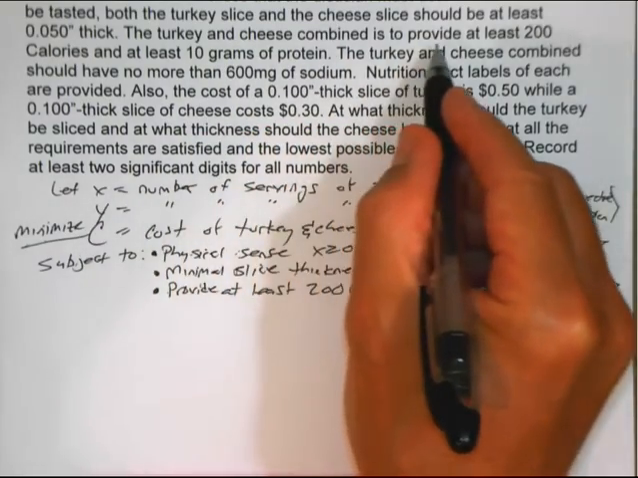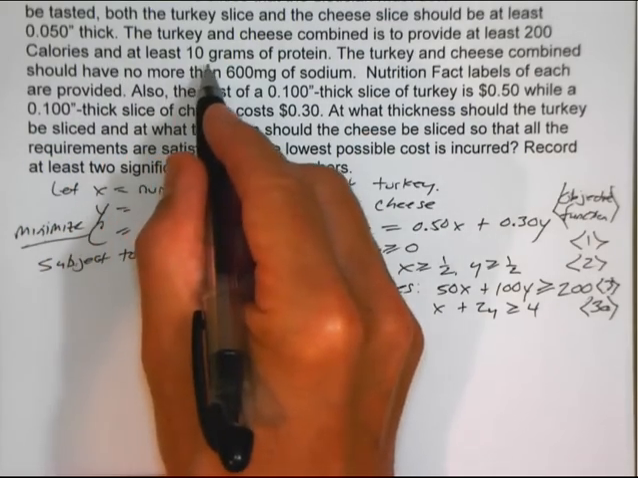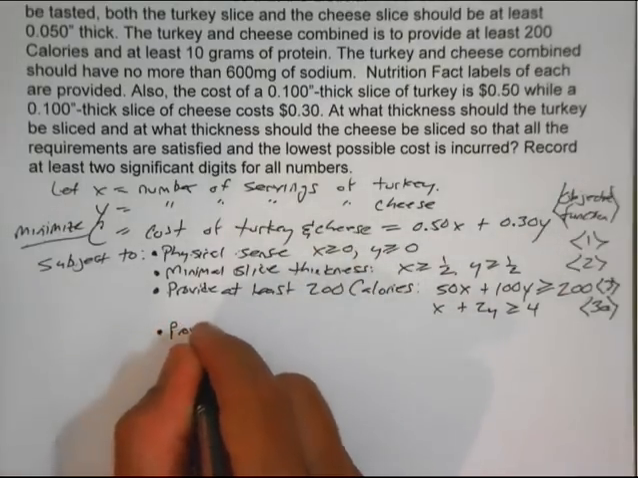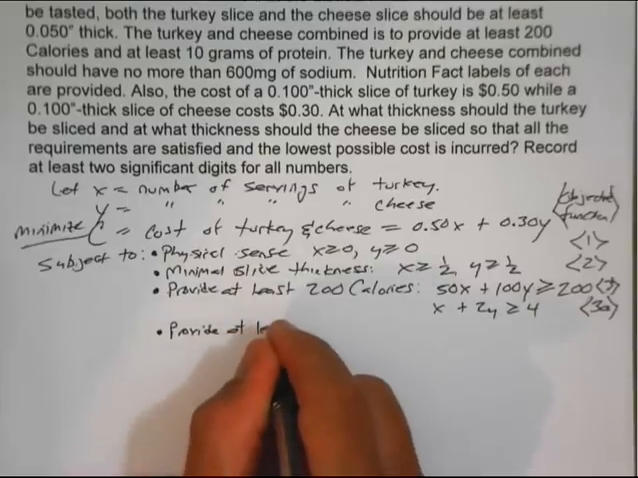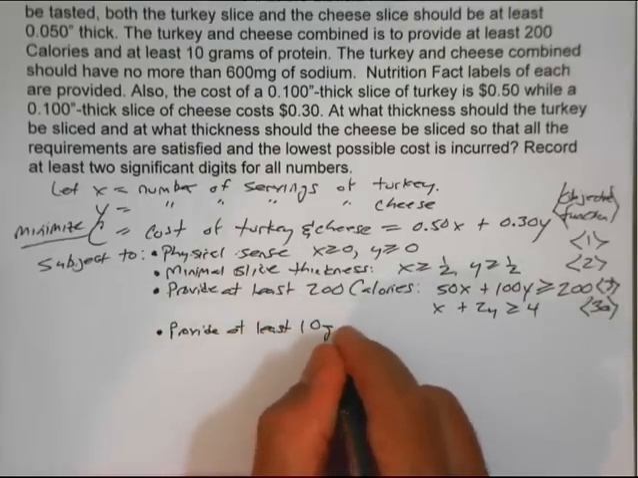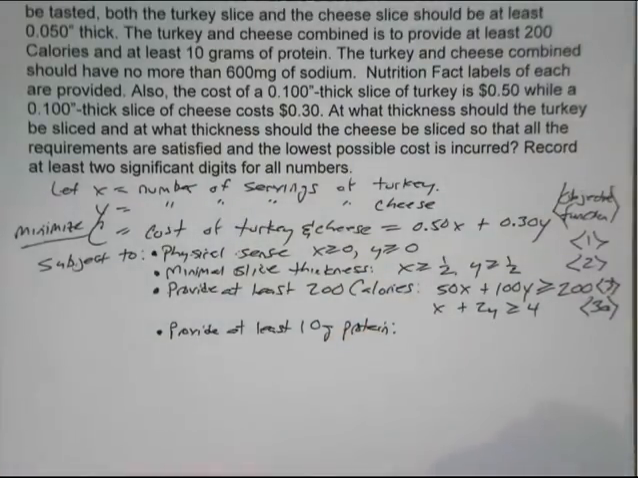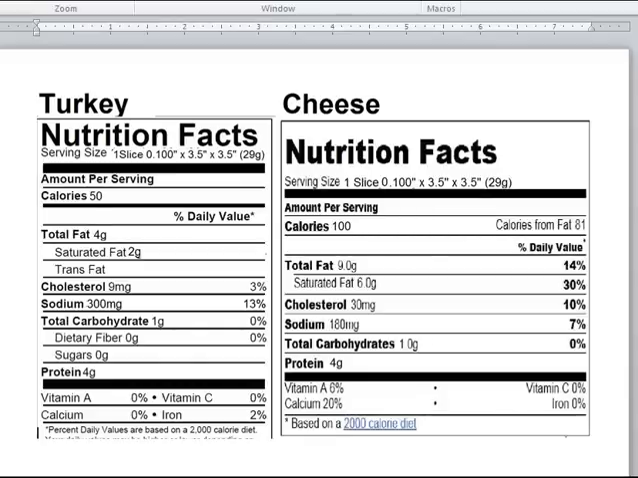So the turkey and cheese combined is to provide at least 200 calories and at least 10 grams of protein. Okay, there's something. So here, provide at least 10 grams of protein. Alright, what about that? Well, we need to take a look at that nutritional fact label again for the turkey. There we are. The protein content is down there. For one serving, it's 4 grams. For the cheese, the protein content, also 4 grams. A coincidence. Alright, just the kind of information we need though. So 4 grams per serving turkey, 4 grams protein per serving cheese.